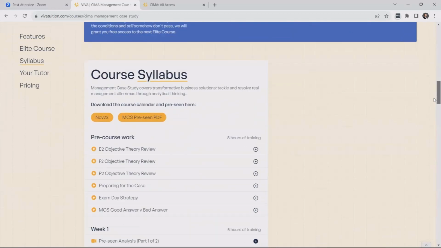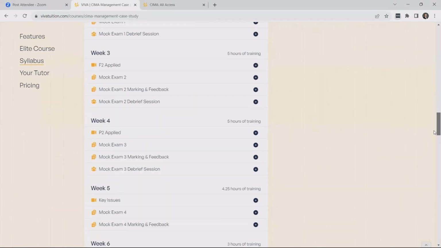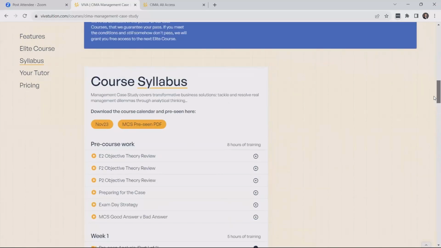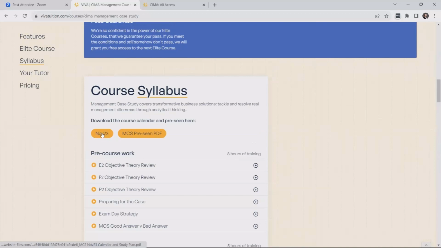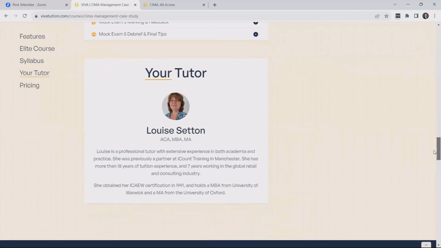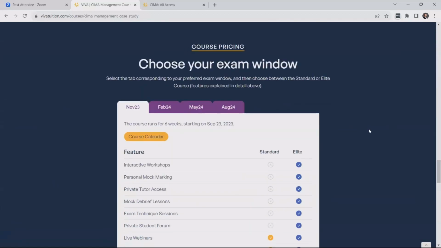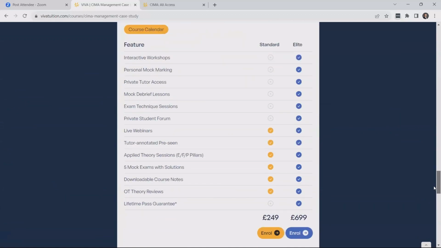You can also see a course syllabus here, which is basically the structure of the course and the order of elements that you will go through. You can also download your free course calendar here, and you can download the clean copy of the MCS pre-seen document on this page as well, if you wish. Your tutor is also introduced here, and we have the course pricing for the different offerings. We have the standard course and the elite course. Those are the two main offerings that we have for the MCS in November 2023.